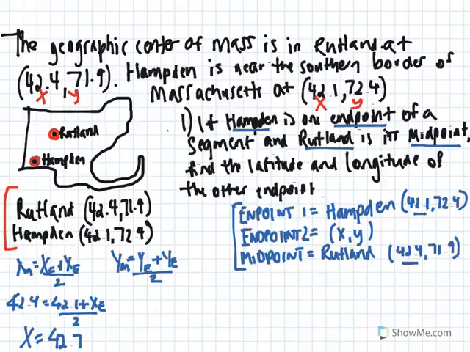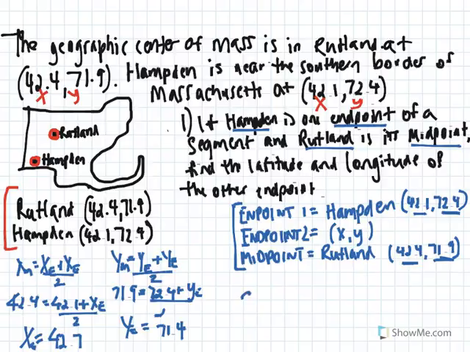And then over here, my Y midpoint is going to be 71.9. 71.9 equals my Y endpoint up here, 72.4, plus the unknown Y endpoint all over 2. I'm going to solve for Y endpoint. Sorry, this is the endpoint. And I'm going to get 71.4.